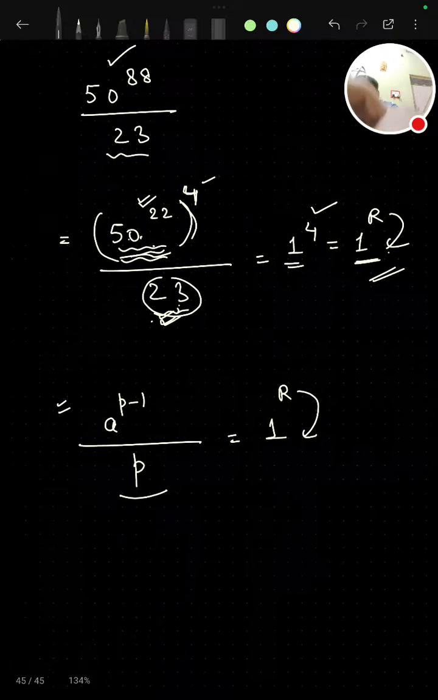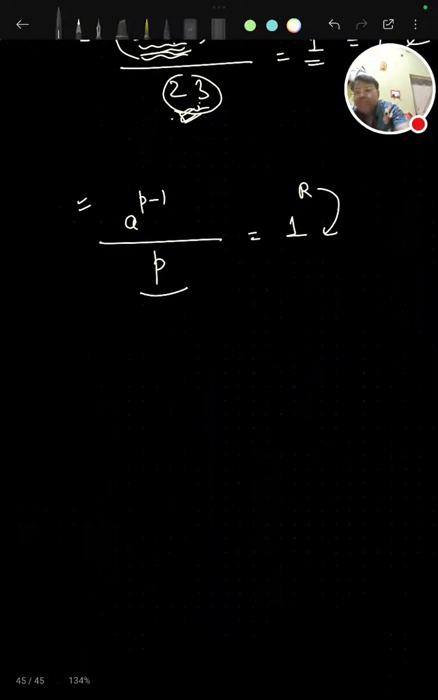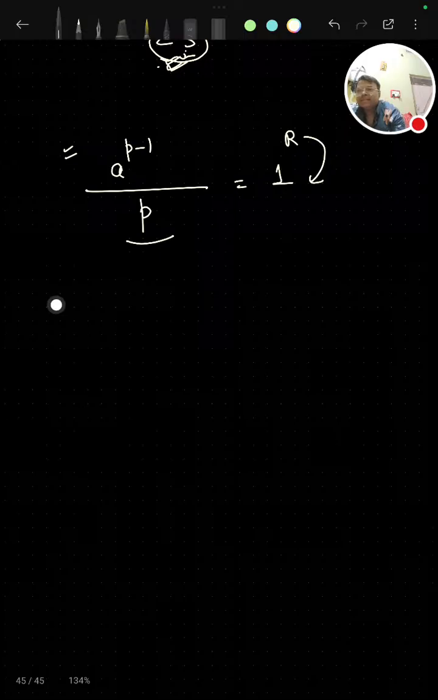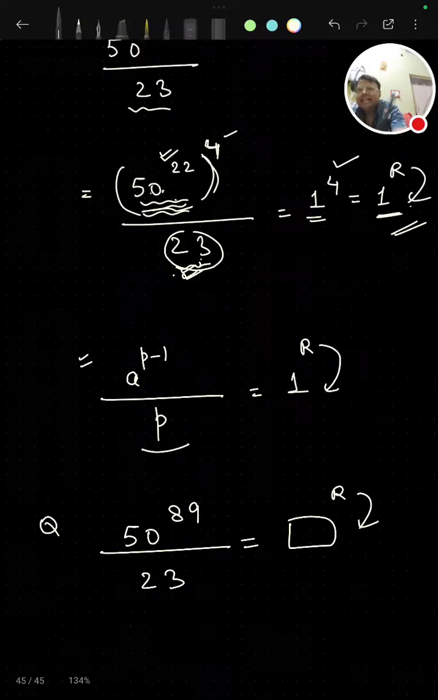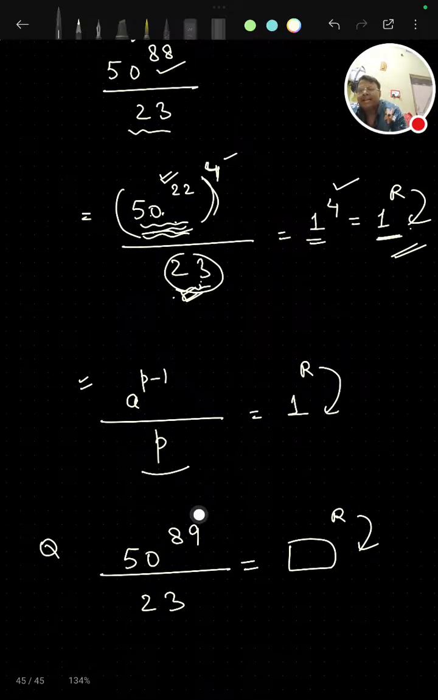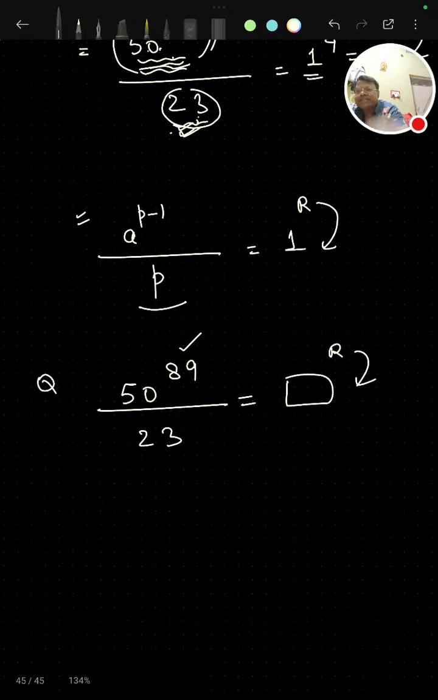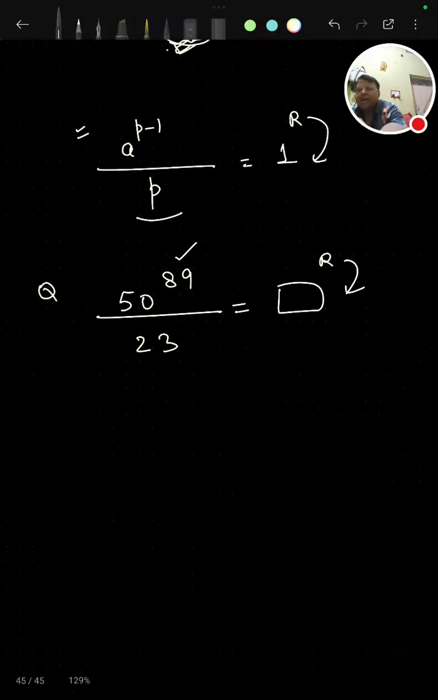And the next question is 50 to the power 89. 50 to the power 89 when divided by 23, what is the remainder? This is another type of question. You can see that here it is power 88, here it is power 89. Okay, now how can you solve it?